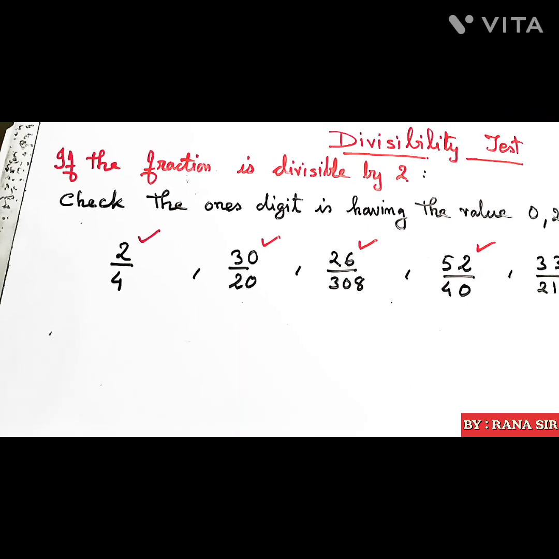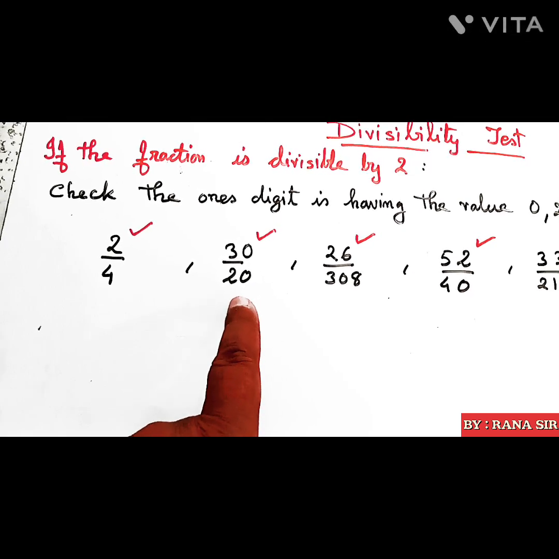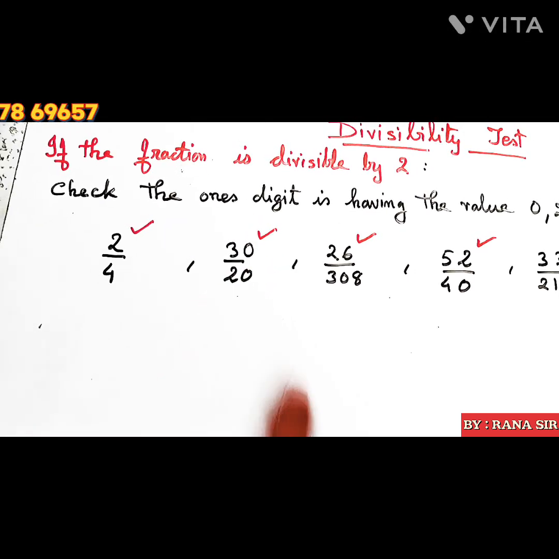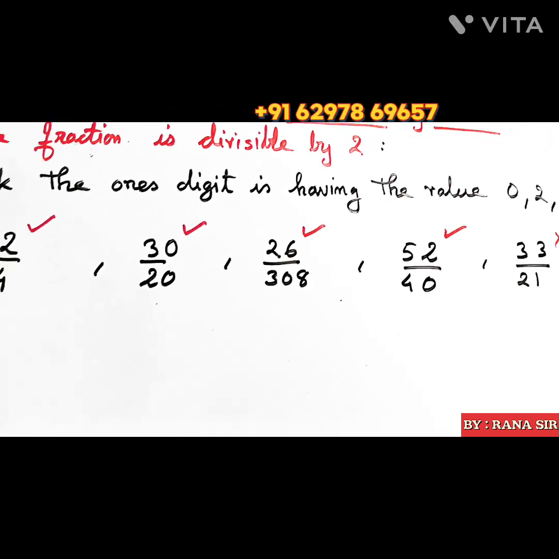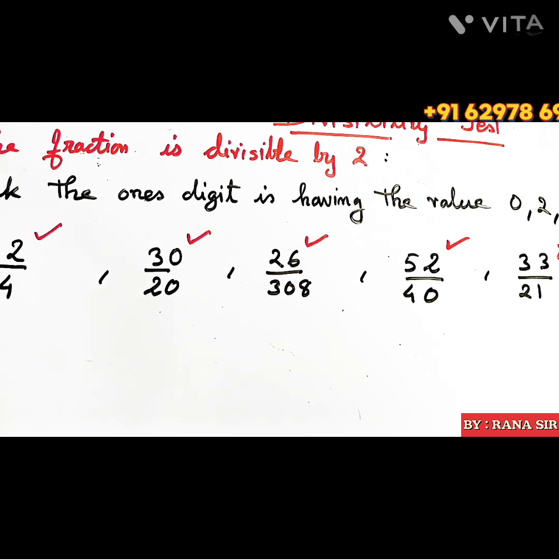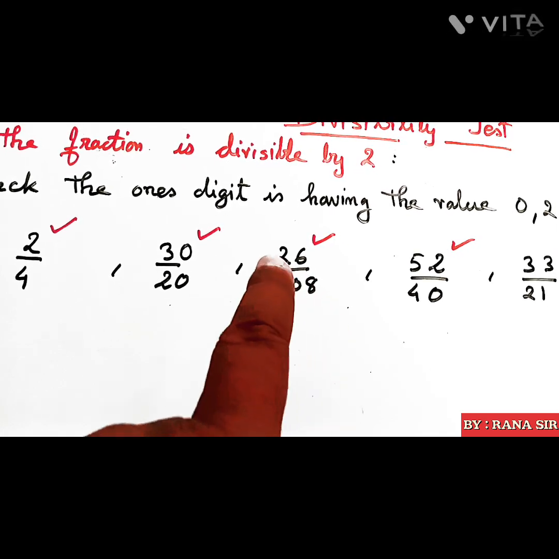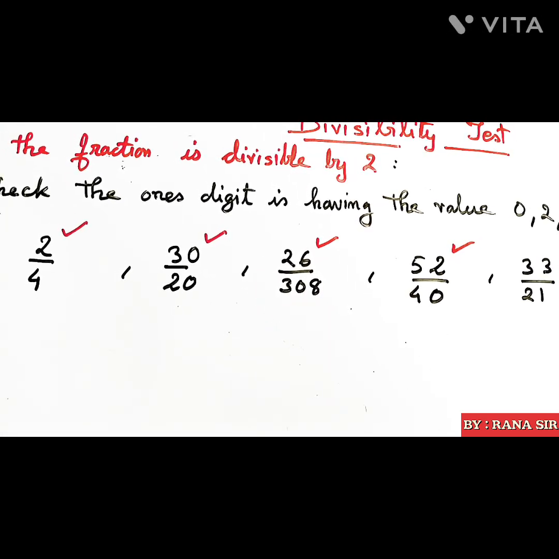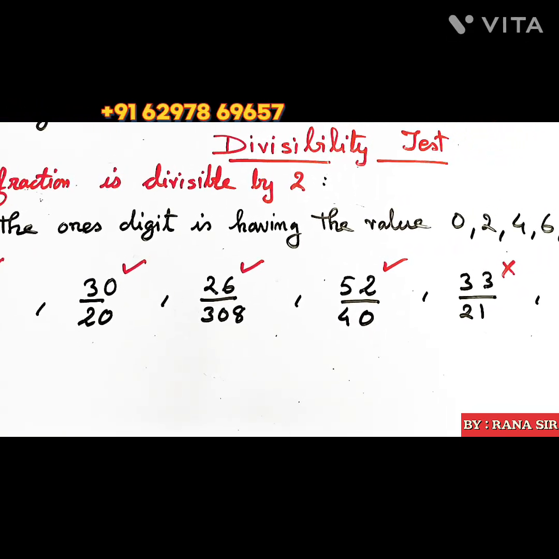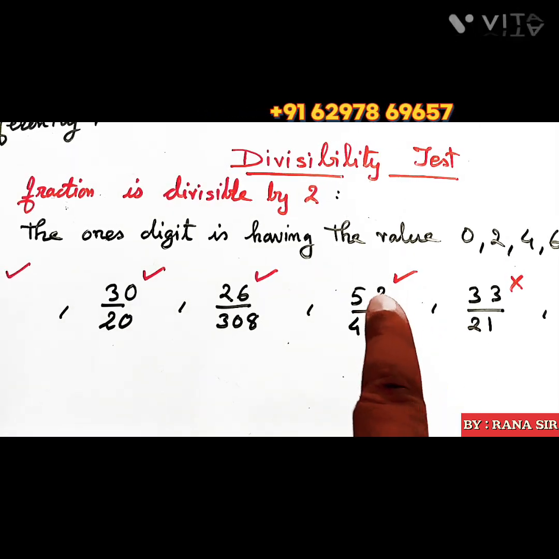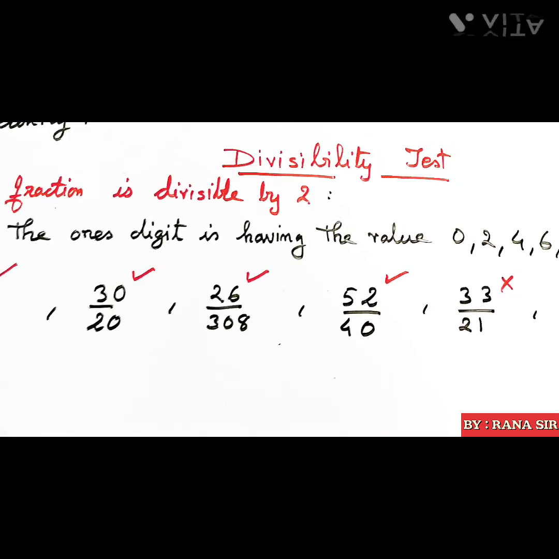30 by 20. Numerator ones place 0, denominator ones place 0. So both the numbers 30 and 20 are divisible by 2. 26 by 308. Ones place 6, ones place 8. So both the numerator and denominator of the fraction are divisible by 2. 52 by 40. Fulfilling ones place 2 and ones place 0. So both the numerator and denominator are divisible by 2.